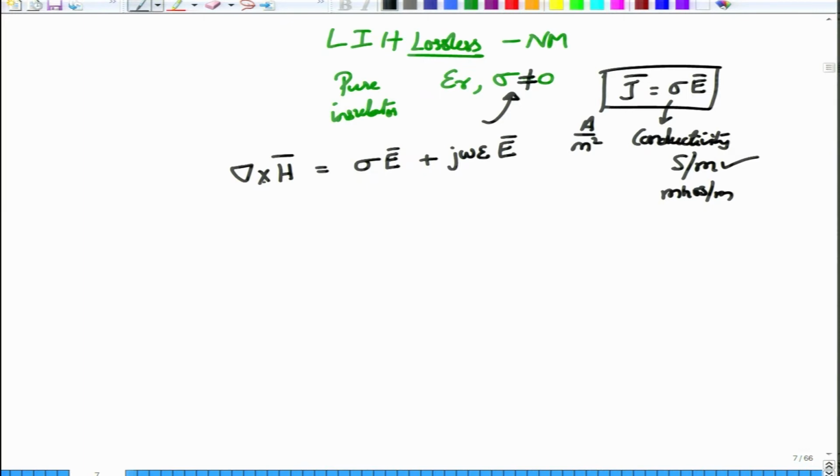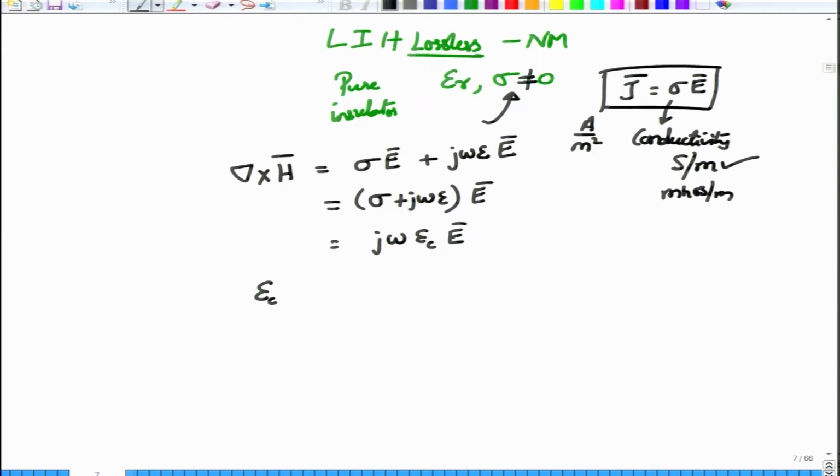So, this is the only change that would happen in your Maxwell's equations. The other equations are as they are, okay. So, you can even simplify this expression by writing this as sigma plus j omega epsilon times E, and I can write this as j omega epsilon c times E, okay, where you can see that epsilon c is a parameter that I have simply introduced, and this parameter would actually be complex, and that should be related to sigma and epsilon. How should it be written?